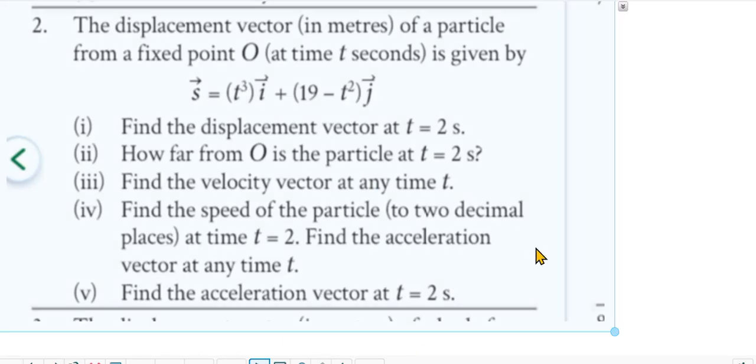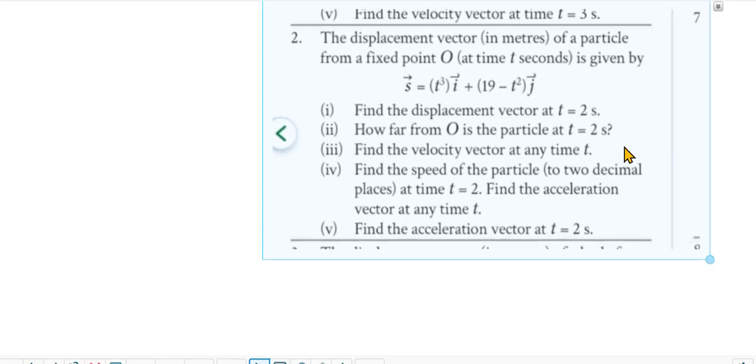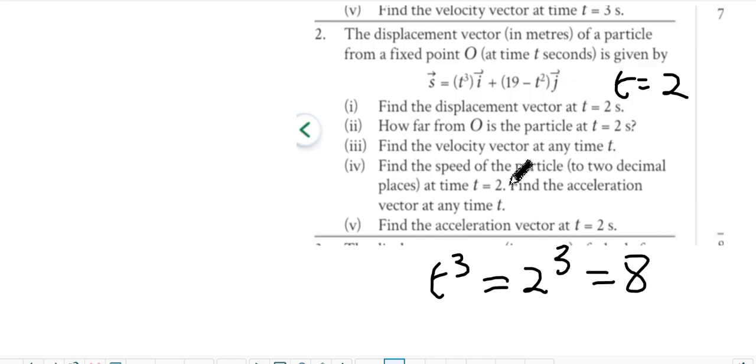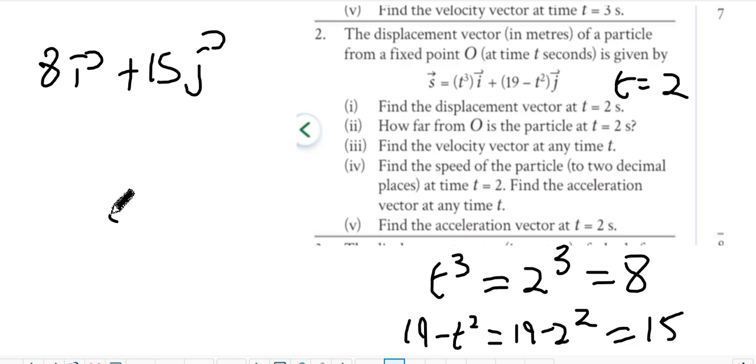So this is obviously a displacement vector, okay? For example, if we put in a t value of 2, what happens? T cubed would be 2 cubed, which is 8. And then 19 minus t squared would be 19 minus 2 squared, which is 15. So that means at that point in time, you're 8i and 15j away from your point 0. So if your point 0 is here, you're 8 across and 15 up. So you're up here somewhere at the point 8, 15.